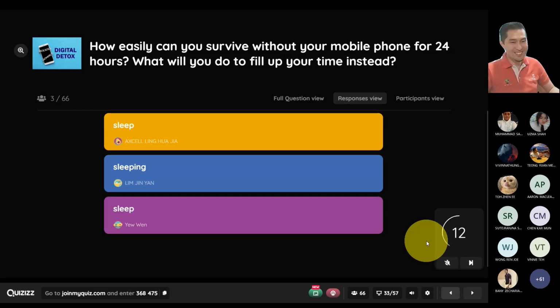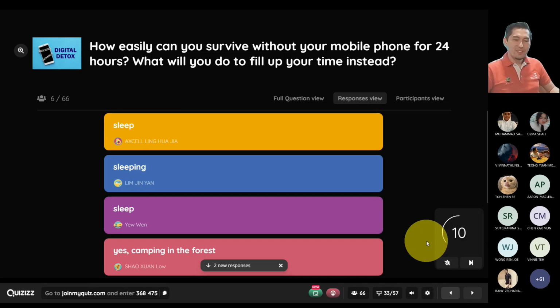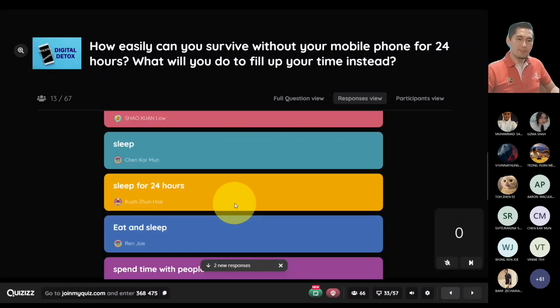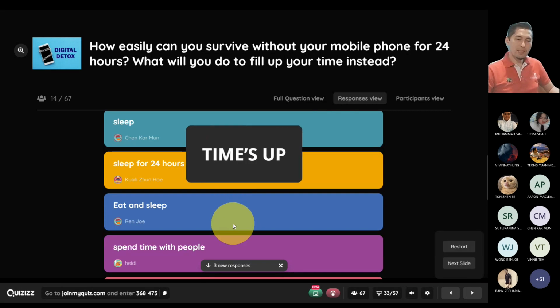A lot of you are on the same page. Oh my God. It sounds like you're going to waste your 24 hours just like that, yeah? Oh my goodness. Sleep, sleep, sleep. Camping in the forest, sleep, eat and sleep, spend time with people.